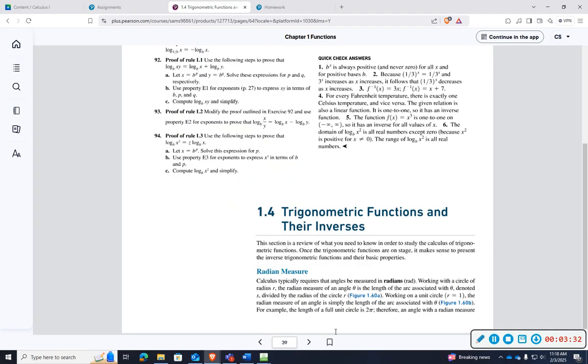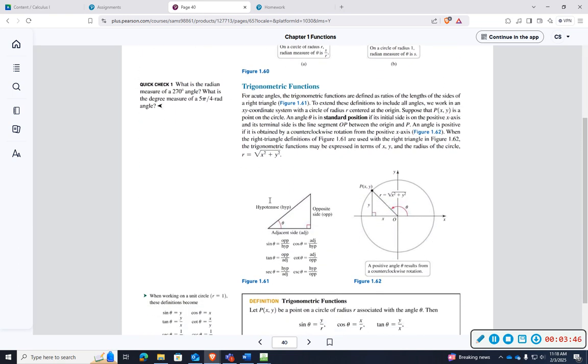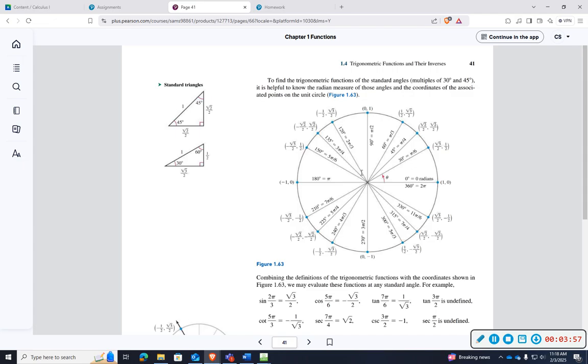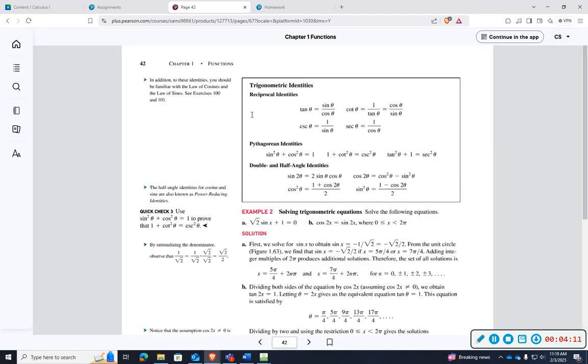Alright, so that pretty much covers what you look at in 1.3 and then 1.4, trig functions and their inverses. So they first go over radian measures. Remember, we're going to be measuring in degrees and pi units, which are referred to as radians. Okay, you have your standard position, your basic 6 trig functions. And we have a unit circle that you definitely want to be familiar with.